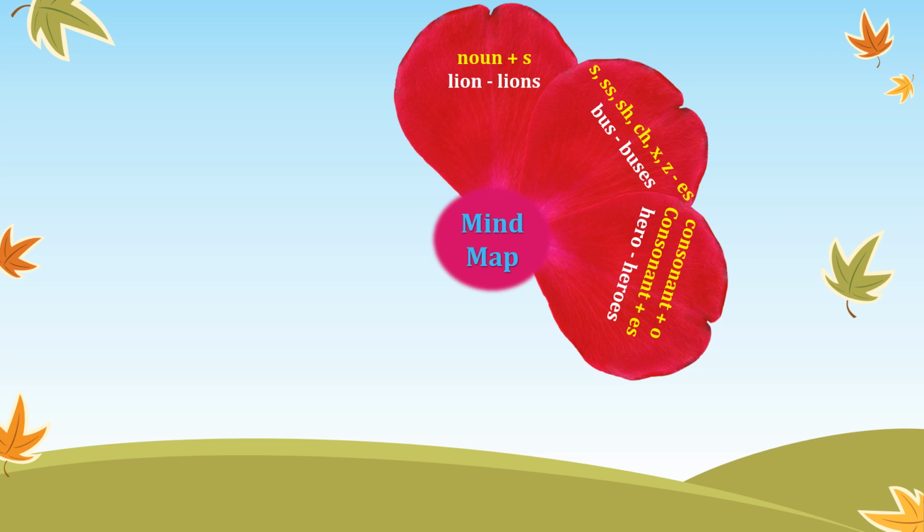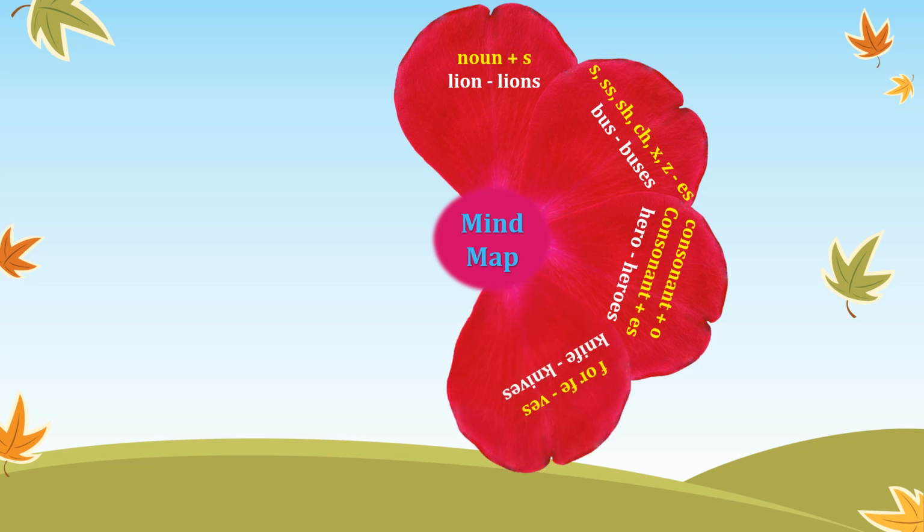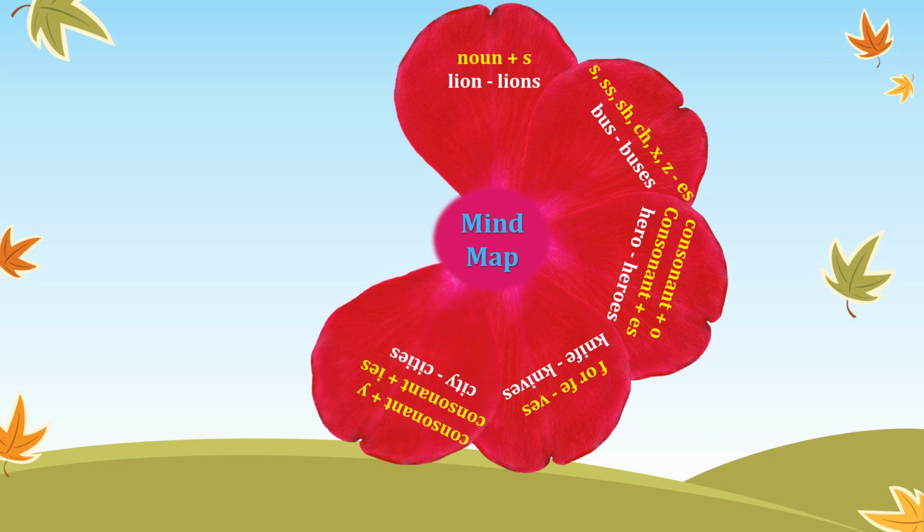Rule number 3 says, if your noun is ending with O, just check, do we have a consonant before O? If yes, then your noun will become plural by adding ES. Rule number 4. If your noun is ending with F or FE, just cut them and use VES. For example, knife is ending with FE. Just cut FE and write VES. So knife becomes knives.